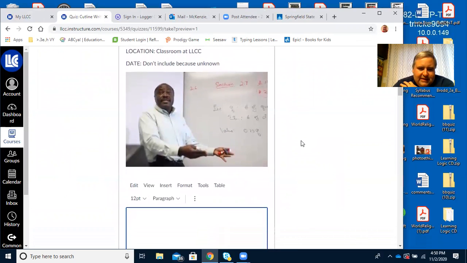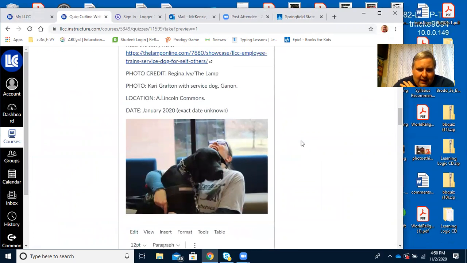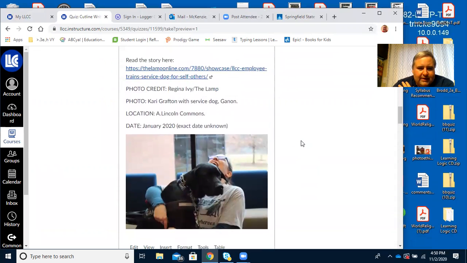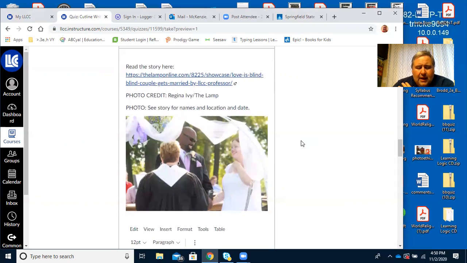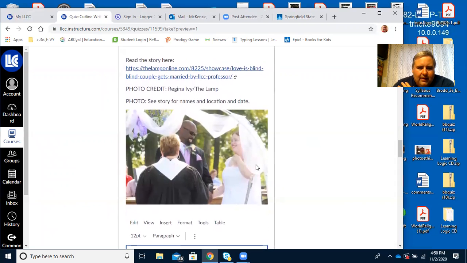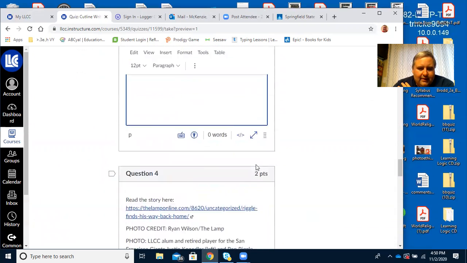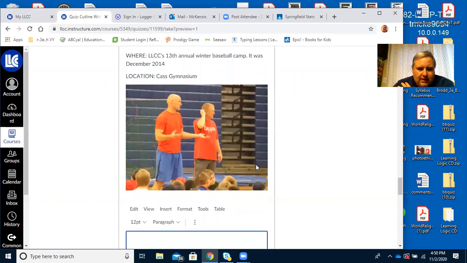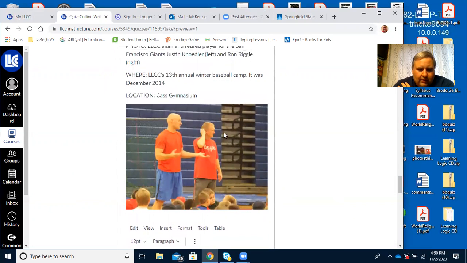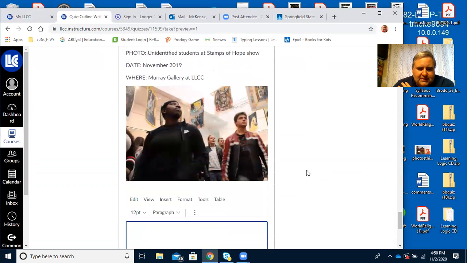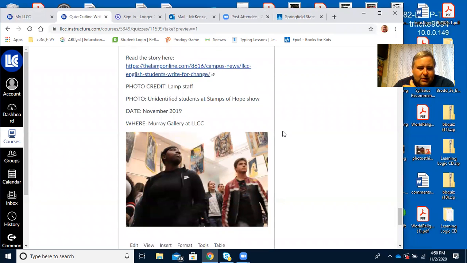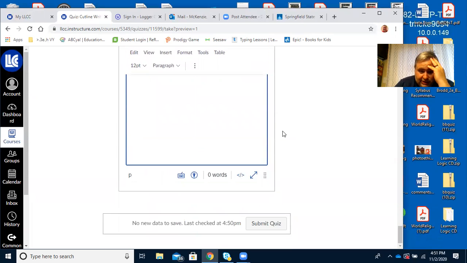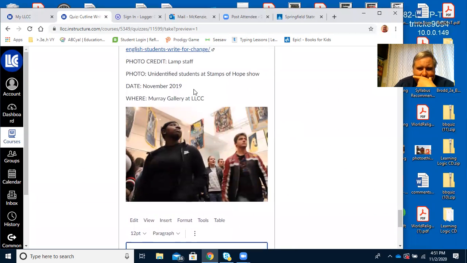This is Peter and Bala Bala teaching a class. This is Carrie Grafton with her service dog. We did a story about that. Here's a story about two former students, Theo Kinnan and his wife, about them getting married. And here's a story about Ron Riggle over here on the right, the athletic director, a little story about him and what he does. This is one about an art show, it wasn't a student art show, an art show that came to Lincoln Land to raise money for refugees. And that's a photo of that. And I don't think it identified the students.